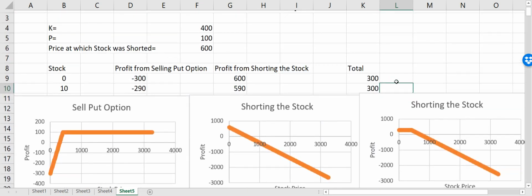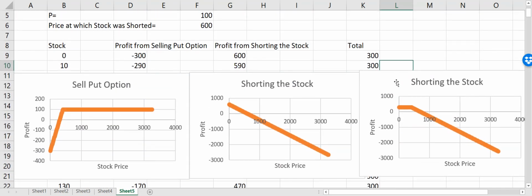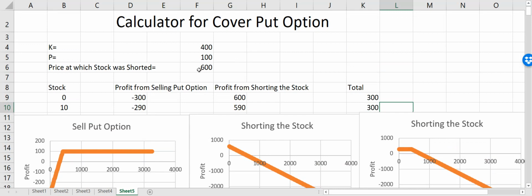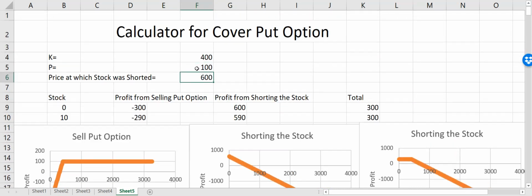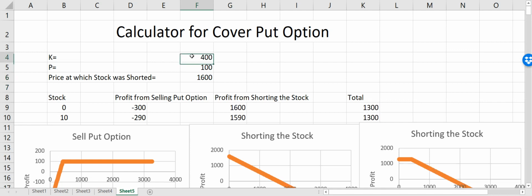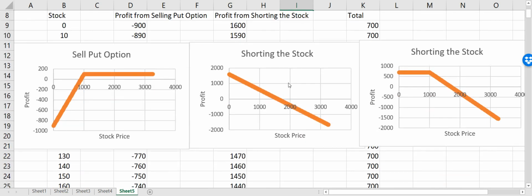And now you can see that, let me change this a little bit. So the price where I shorted, let's change it to be 1600, and K1 to be 1000. Now this is how the plot will look.